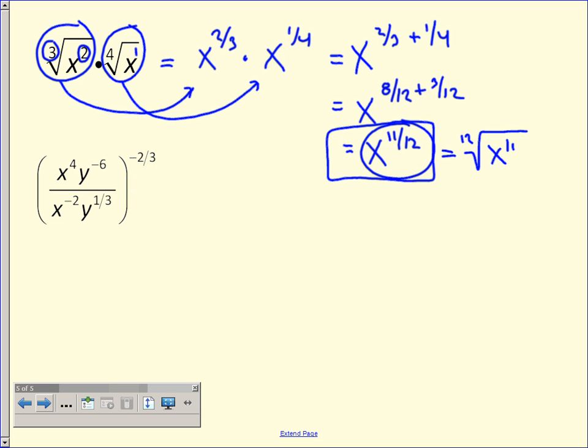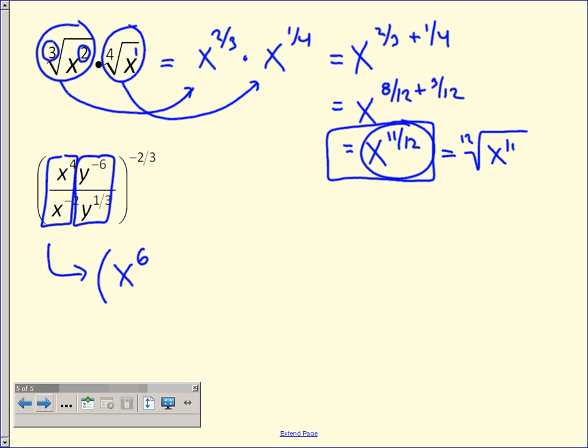I think an alternate way to do this is anytime I see parentheses and I see the same base in parentheses like these, I think it's easier to try to simplify those first. So let's go ahead and try to do that. I'll bring my work down here. I see x to the fourth over x to the negative second power, and I know that when I do that, I'm supposed to subtract my exponents. 4 minus negative 2 is x to the sixth.